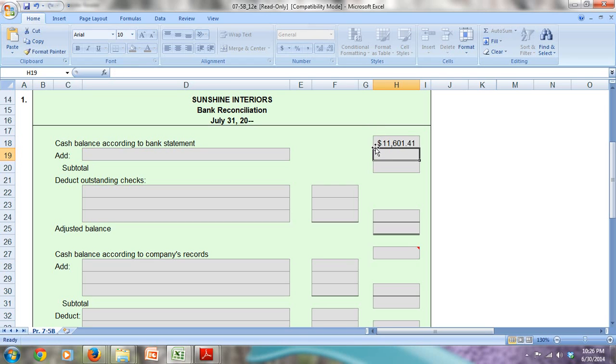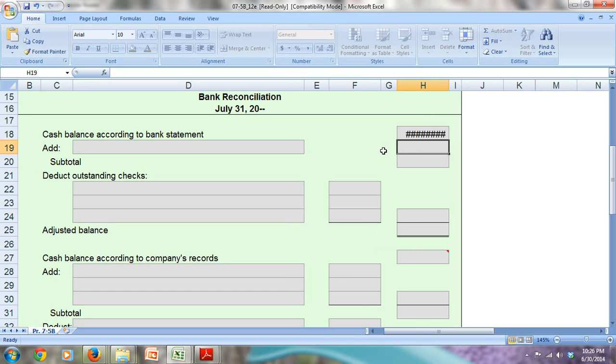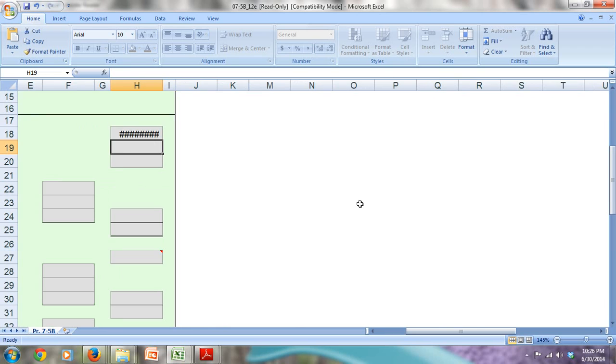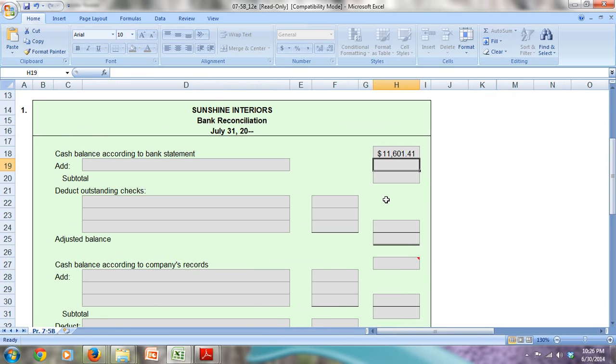So there it is. Okay, and you'll notice that if I try to zoom in on this, it actually makes that number turn into those weird symbols. So I'm going to keep it at the original magnification so that my numbers don't get all messed up. I don't know why that is. It's just one of those weird things in Excel.